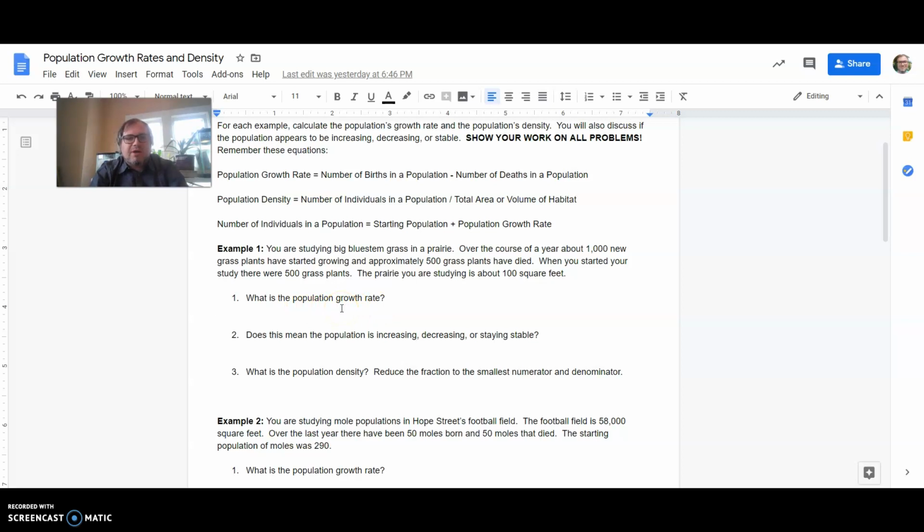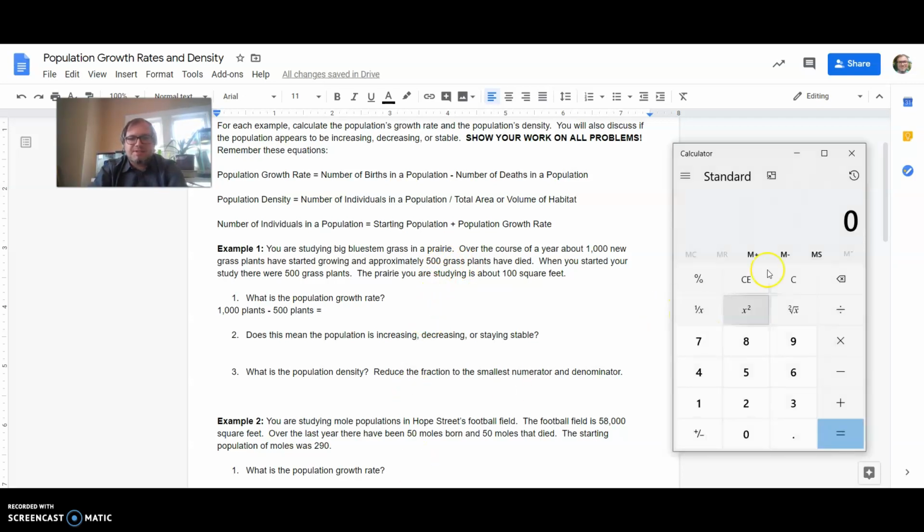And since we're showing our work on all of these problems, it's pretty easy for us to talk about all of these pieces here. So again, we're looking for the number of births and the number of deaths. If we look back at our problem, we see that we had 1,000 new grass plants started growing. So 1,000 plants minus how many died. We said about 500 died during our observation time. 500 plants.